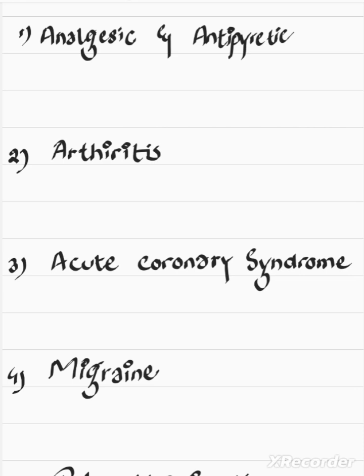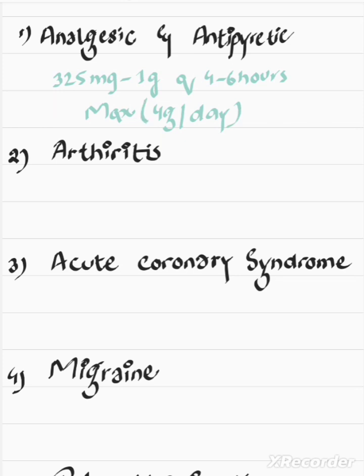As an analgesic, which is the most common use of aspirin, it can be given in the doses of 325 milligram to 1 gram every 4 to 6 hours, and up to a maximum dose of 4 gram per day. We cannot exceed this dose. This is the maximum recommended dose.